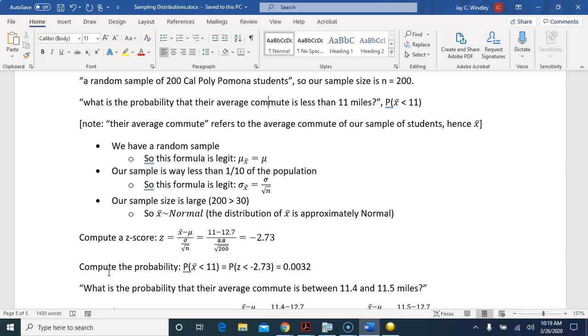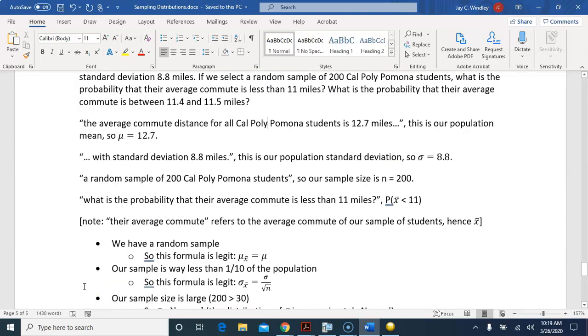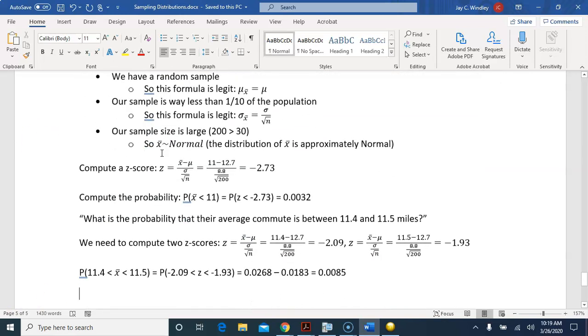The second part of this question was, what is the probability their average commute is between 11.4 and 11.5 miles? Okay, so now we have two values of x bar to turn into z-scores. I'm turning the 11.4 into a z-score. I'm turning the 11.5 into a z-score. So the probability that the average commute for our sample, x bar, is between 11.4 and 11.5 is the same as the probability of having a z-score between negative 2.09 and negative 1.93.